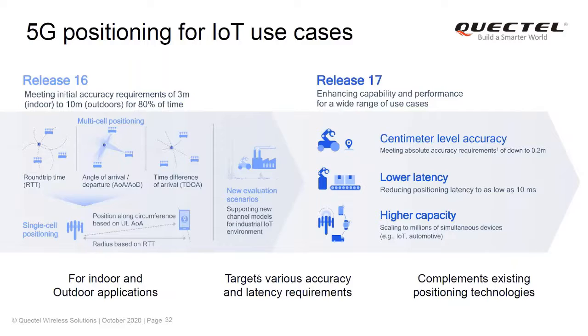Single cell positioning is based on information provided from the cell to the device. In release 17, the scope is to achieve even higher accuracies, down to 20 centimeters, lower latency, as low as 10 milliseconds, and high capacity, so one antenna could support more devices simultaneously, and to complement existing technologies.